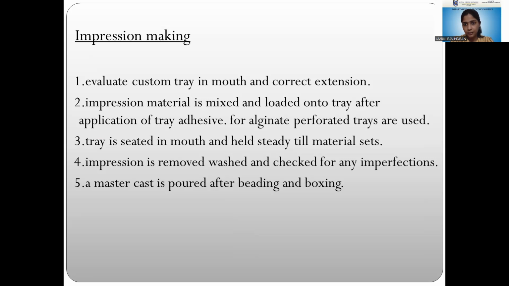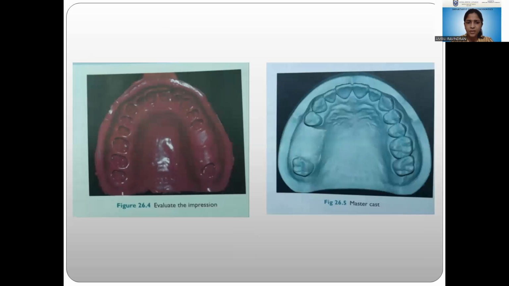Once that is evaluated and if it is correct, all the extensions are correct, we should load the tray and place the tray in the patient's mouth until the impression material sets, and the impression is removed and checked for any kind of inaccuracies or imperfections. Then, after beading and boxing, the master cast is poured. This is the anatomic impression technique. So this is the final impression and the final master cast.